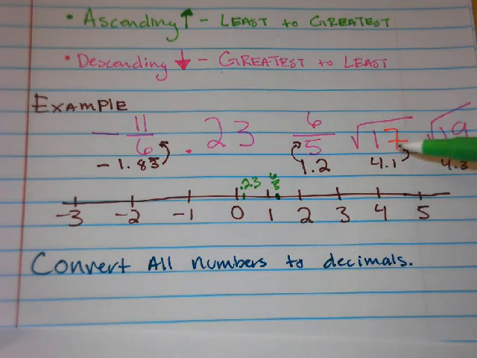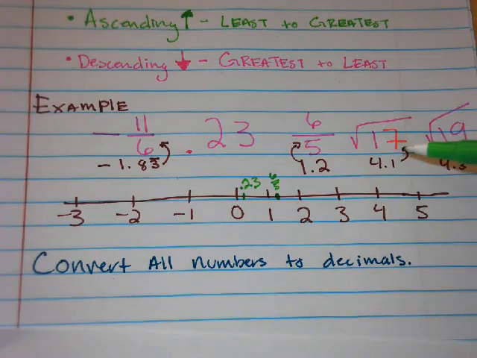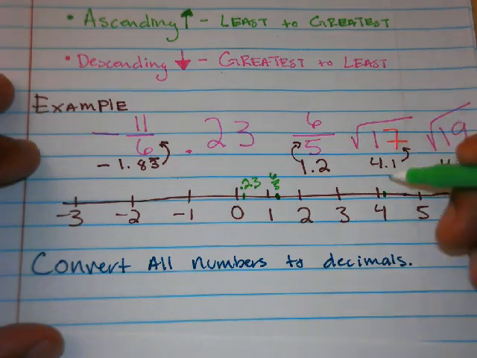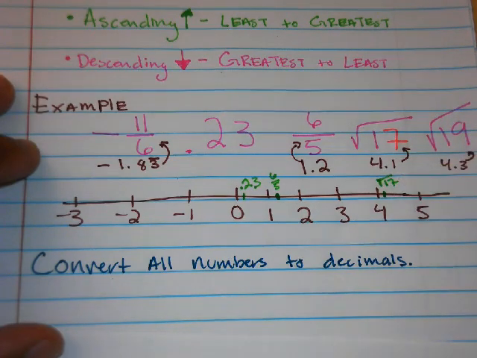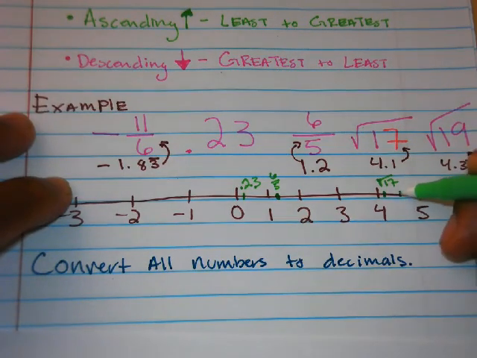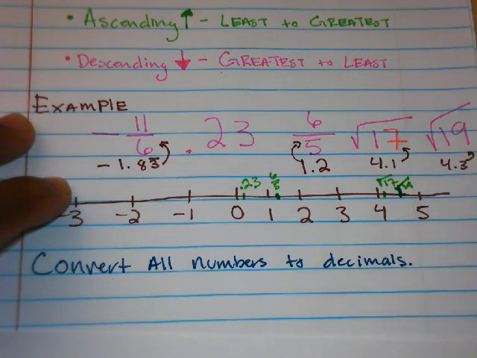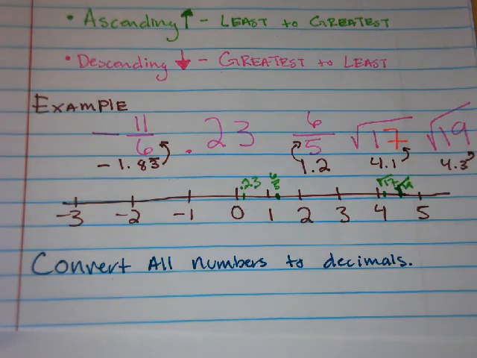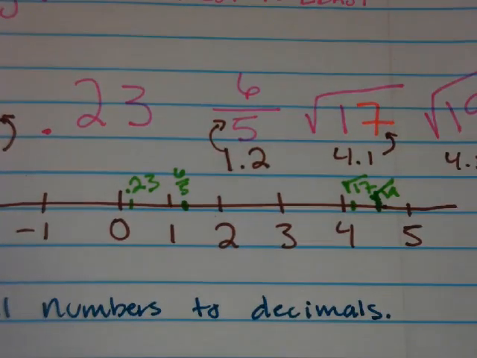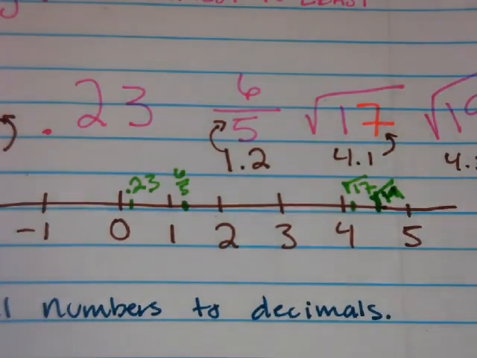And then so I look at the square root of 17 is 4.1, so I will put that about here. Square root of 17, about there. The square root of 19 is 4.3, so that's a little bit past 4.1, about here. Square root of 19. Alright? And let me zoom in a little bit. That doesn't even look like a 19, but that is 19. Okay, square root of 19, square root of 17.